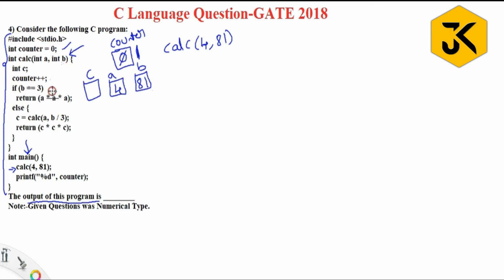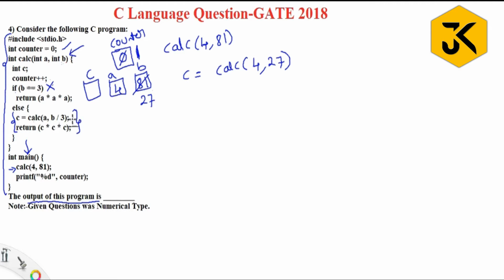If b double equal to 3, is b double equal to 3? No. Then it's going to execute the else block, since this condition failed. c equal to calc of 4 comma, a value is 4, and b by 3. What is the b value? 81. 81 by 3 is 27. Means it is going to pass 4 comma 27.